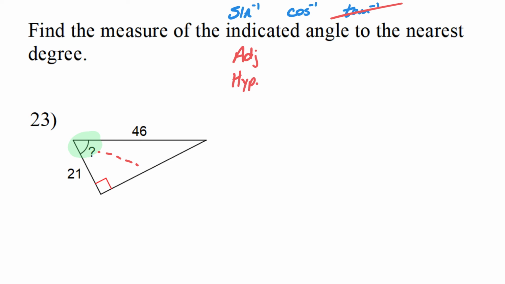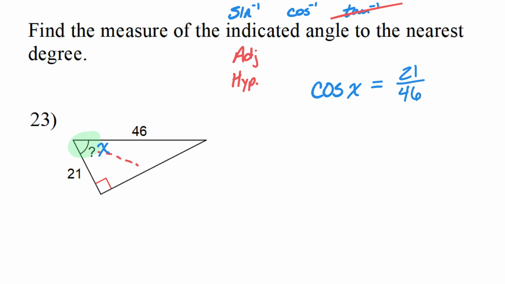So this is adjacent and hypotenuse. As you look through your list, you should see that the trig ratio that deals with adjacent and hypotenuse is cosine. So cosine of our angle, we'll call it x, equals adjacent 21 over hypotenuse 46.